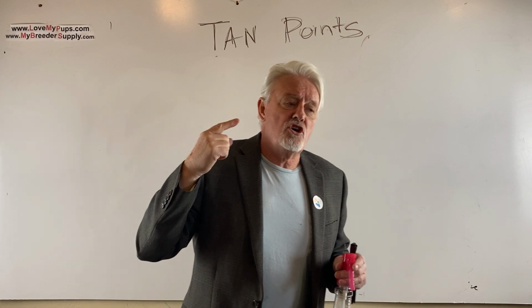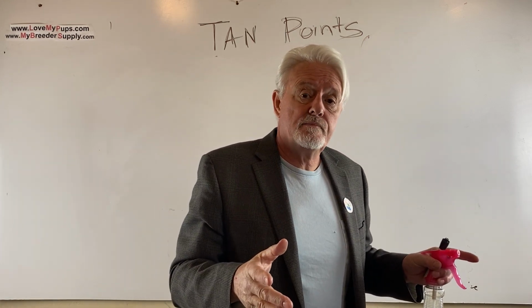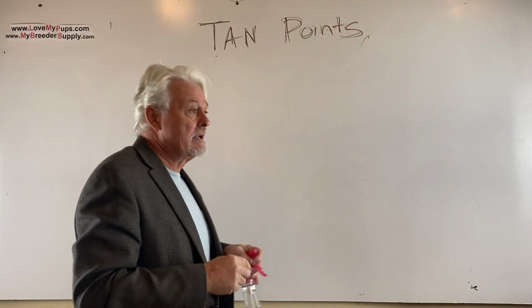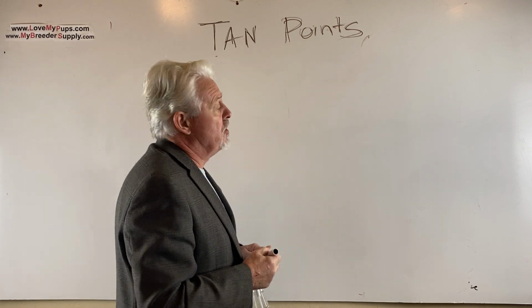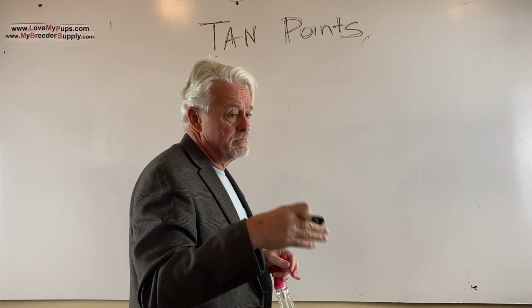So 2 dogs put together that show visual tan points will produce visually tan-pointed dogs unless both dogs have a copy of cream and you get some cream dogs in there. That'll wipe out the tan points. They'll be there, we won't see them.